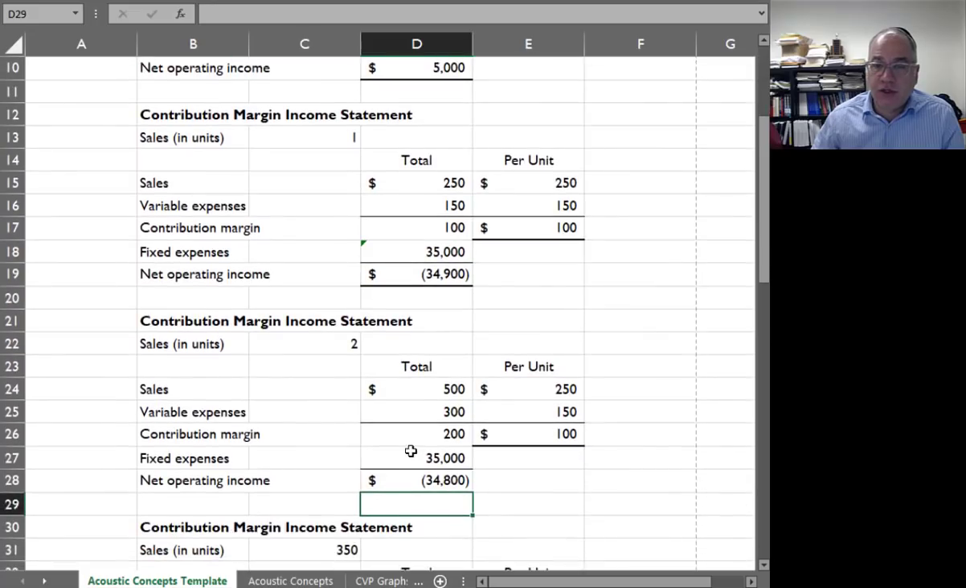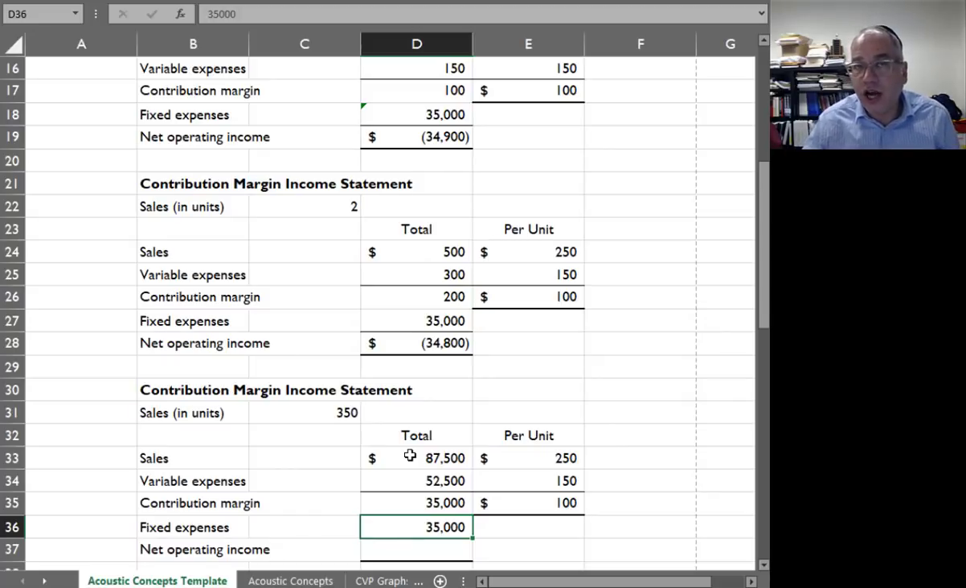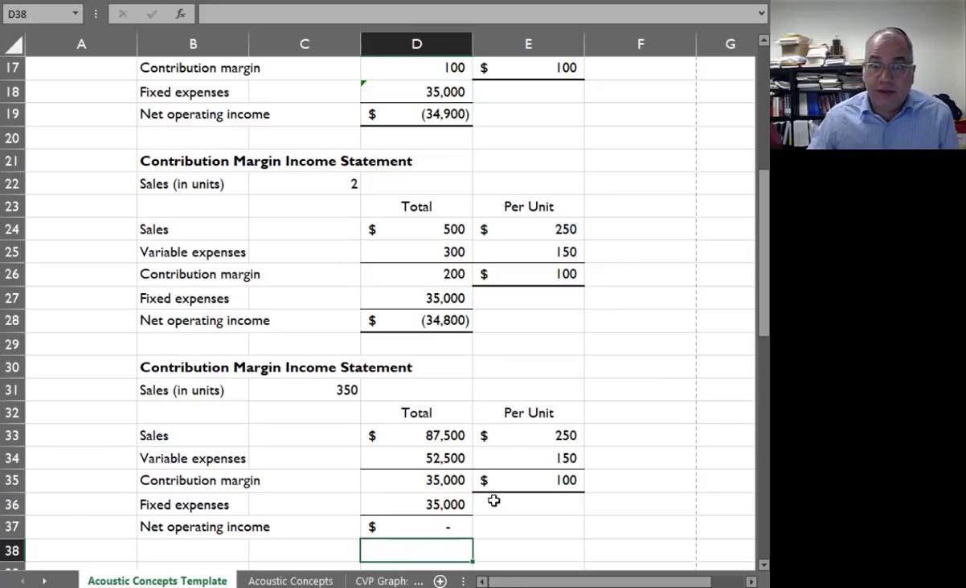So let's suppose you sell 350 units. Originally we sold 400. You think you might make a profit with 350? Let's see. 250 times 350 is $87,500. 150 times 350 is $52,500. And that would give you $35,000 in contribution margin. That's just enough to cover your fixed cost. And therefore, your net operating income is going to be 0. In other words, you've now broken even.